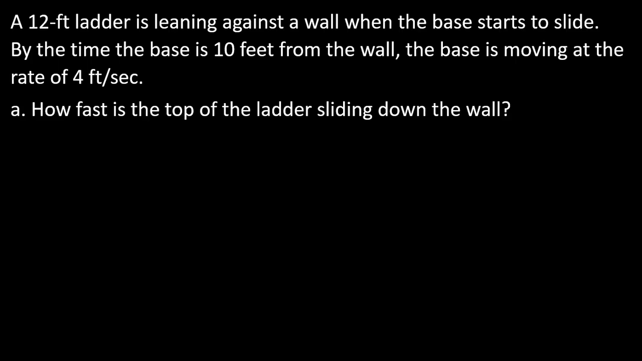So I've got a 12-foot ladder leaning against a wall when the base starts to slide. By the time the base is 10 feet from the wall, the base of the ladder is moving at the rate of 4 feet a second. So how fast is the top of the ladder sliding down the wall?